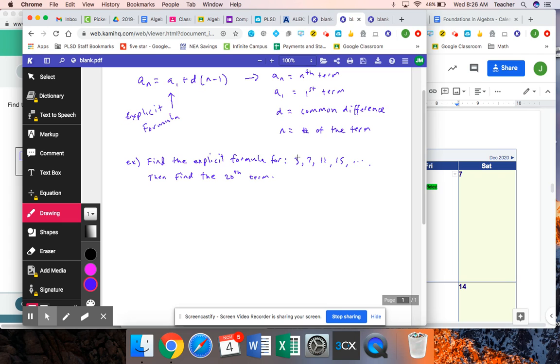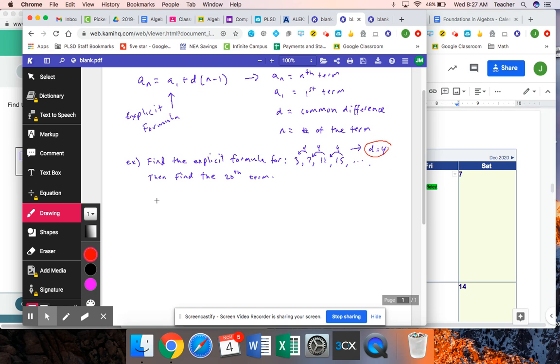First off, we see that from 3 to 7, if I do 7 minus 3, I get 4. 11 minus 7, so if I subtract it, I get 4. If I subtract it, I get 4. If I subtract it, I get 4. Looks like I have a common difference. That tells me that D is 4 just by looking at my list.